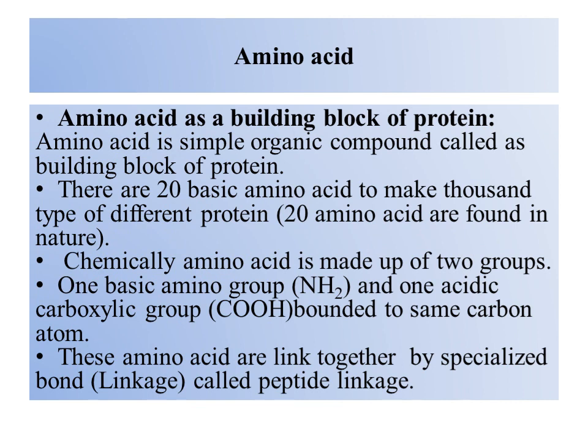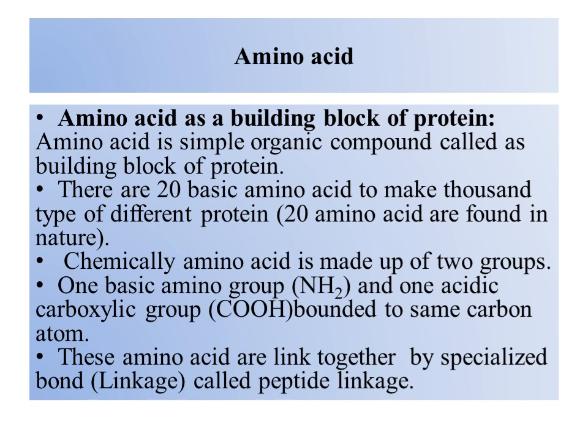Amino acids, the building blocks of protein. Amino acids are simple organic compounds called the building blocks of protein. Amino acids are monomers of proteins. There are 20 basic amino acids that make 1,000 different types of proteins. 20 amino acids are found in nature. Out of 20, 10 are essential amino acids that we get from diet. 10 are non-essential, which our body makes itself.